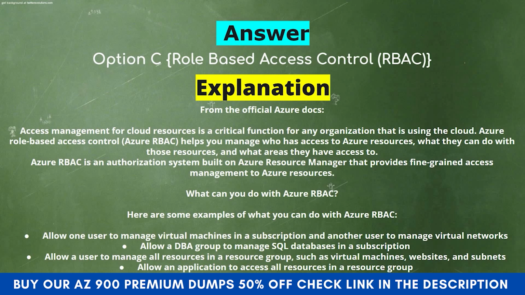What can you do with Azure RBAC? Here are some examples of what you can do with Azure RBAC. Number 1. Allow one user to manage virtual machines in a subscription and another user to manage virtual networks. Number 2. Allow a DBA group to manage SQL databases in a subscription. Number 3. Allow a user to manage all resources in a resource group, such as virtual machines, websites, and subnets. Number 4. Allow an application to access all resources in a resource group.